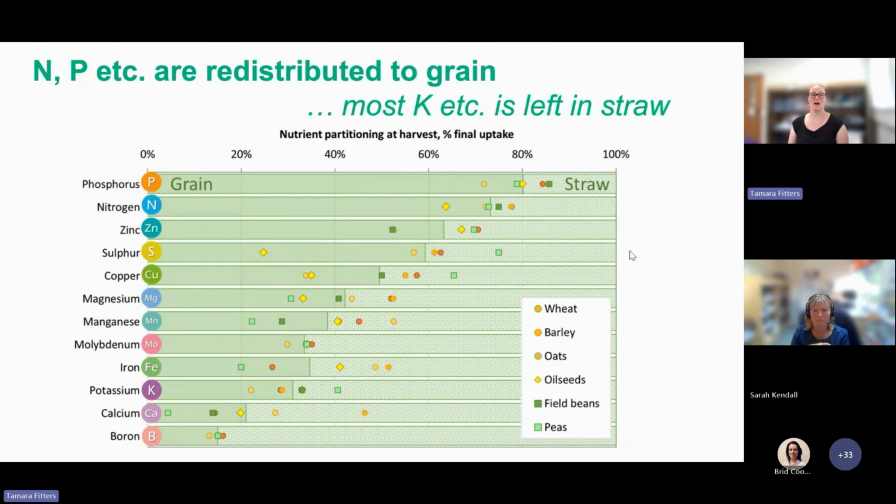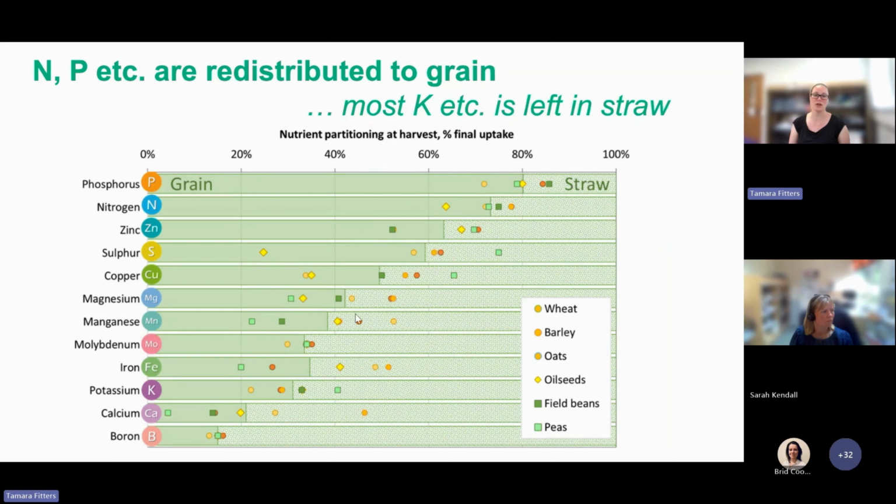But we know that there is a lot of difference in distribution between the grain and the straw. So phosphorus is mainly accumulating in the grain, whereas if you look at potassium down here, it's mainly accumulating in the straw, as you can see in this light green section. And this is similar for a lot of the different crops. We can see this in wheat, barley, oats, so all the cereals, but we can also see similar things in oil seeds. We know that in oil seeds, sulfur doesn't accumulate very much in the grain at all, compared to in the cereals. And then we have similar values for field beans and peas.